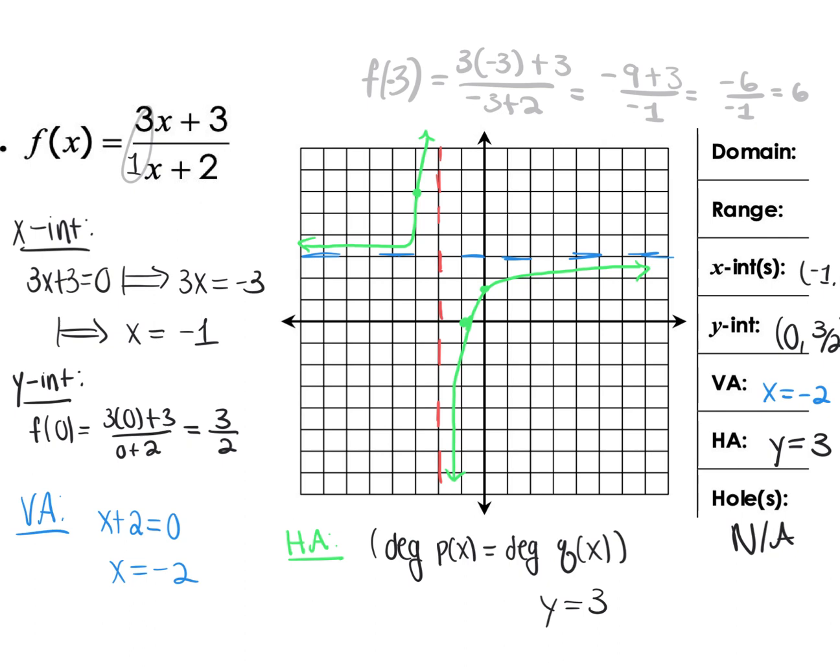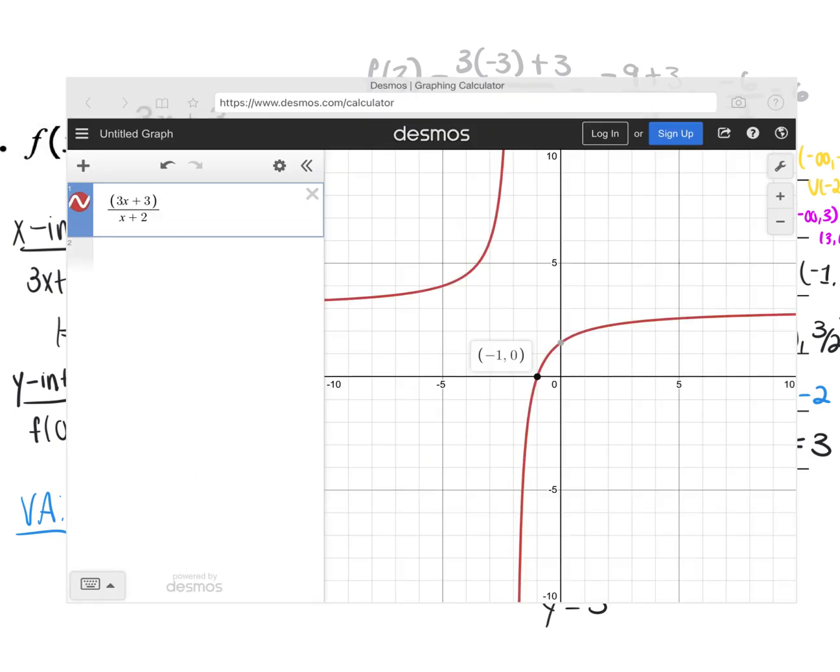Then let's do our domain and range. Domain is negative infinity to negative 2, union negative 2 to infinity. And then the range will be negative infinity to 3, union 3 to infinity. And then just as a last step, we're going to use a graphing device to make sure this is correct. And you can see we got the x-intercept, y-intercept, and this point all correct, so we know we did this right.